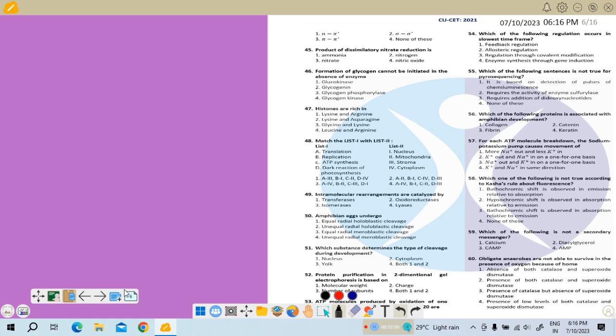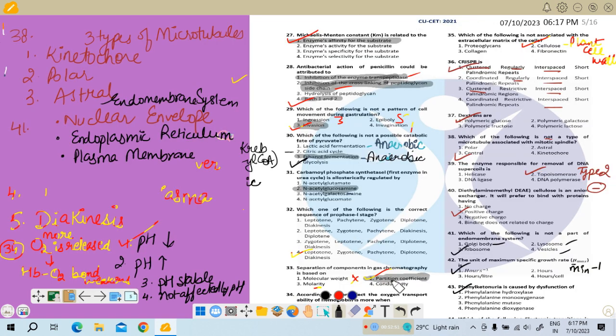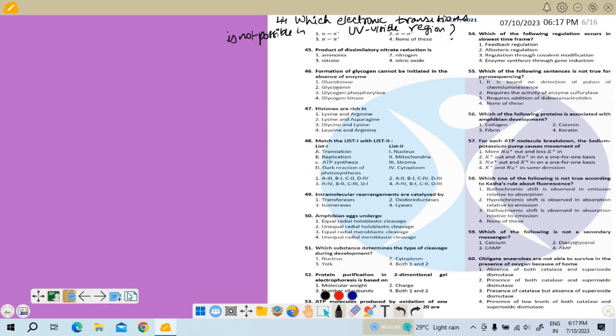Okay, then 44th question. Which of the following electronic transitions is not possible in UV visible region?